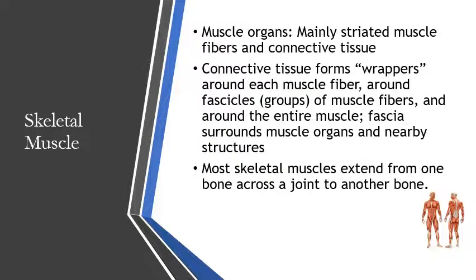More about skeletal muscle. It is mainly striated muscle fibers and connective tissue. Connective tissue forms the wraps around each of the muscle fibers and around the fascicles, which are the groups of muscle fibers, and around the entire muscle and nearby structures. Most skeletal muscle will extend from one bone across a joint to another bone.